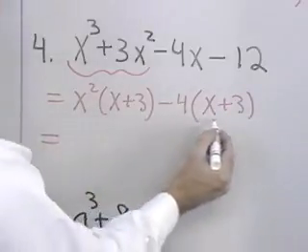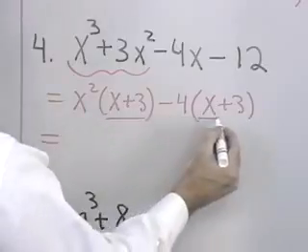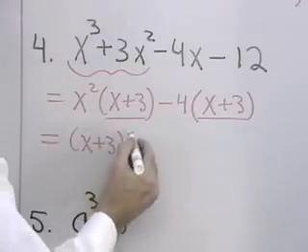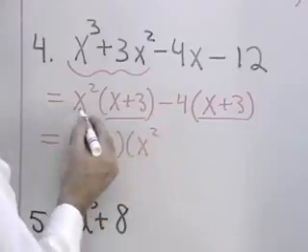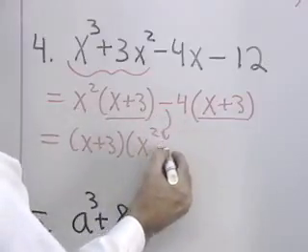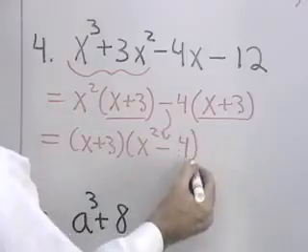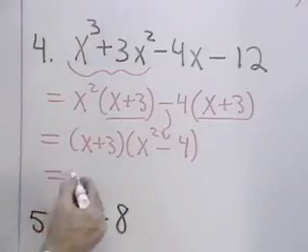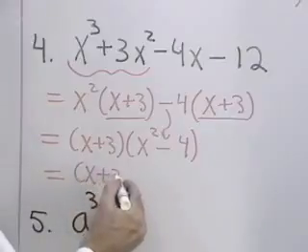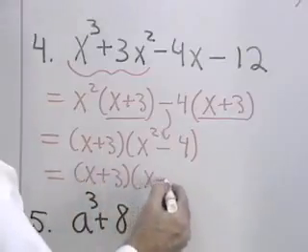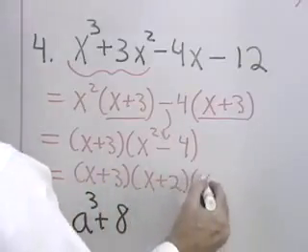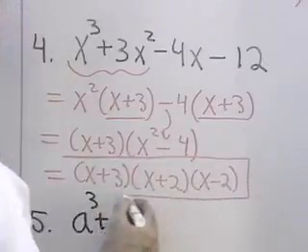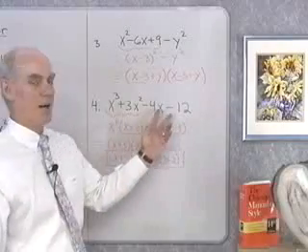Now, this term and this term each have an x plus 3 in common. I'll factor it outside. And what's left is x squared from the first term minus 4. And then, since this is the difference of two squares, it factors further, and I get x plus 3 times x plus 2, x minus 2. So that's the complete factorization of this polynomial right here.